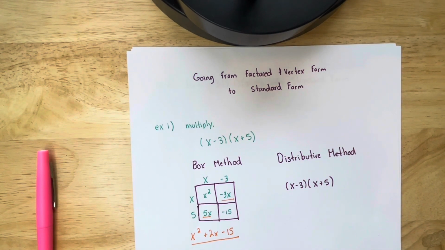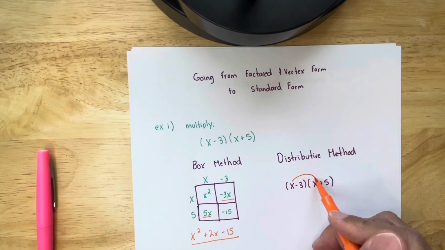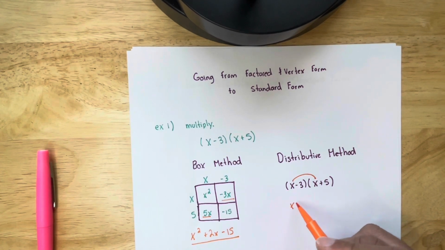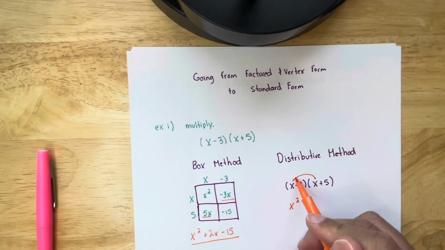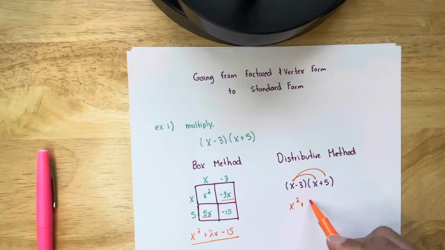Now, when you go to the distributive method, it's the same concept, except you're not drawing a box. You're just simply, what do you do when there's technically something in front of a parentheses? You distribute it. But the problem is how many pieces are in front of the parentheses. There's two individual pieces in front of this parentheses. So what's going to happen is you're going to distribute x times x, which is going to be called x squared, x times 5, which is going to be 5x.